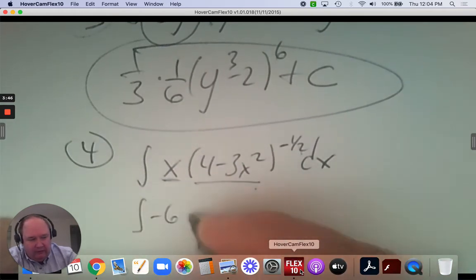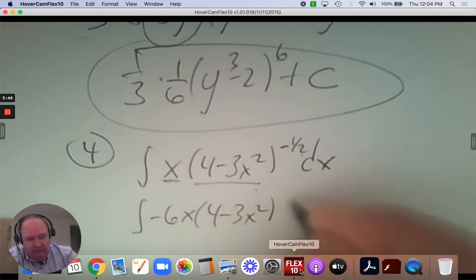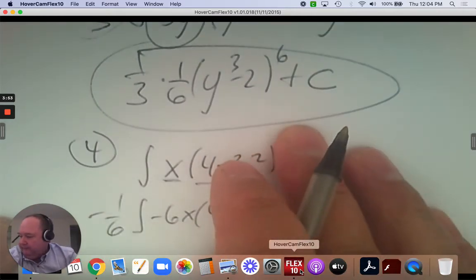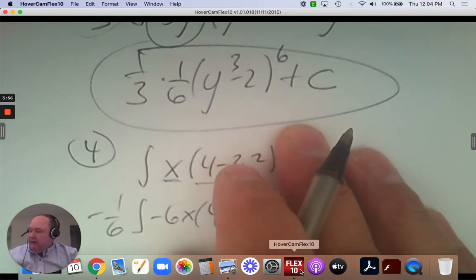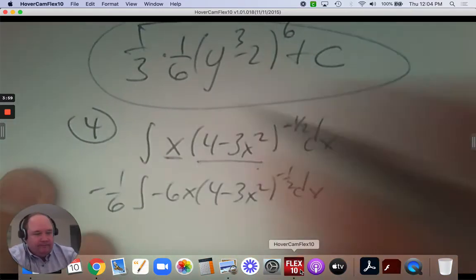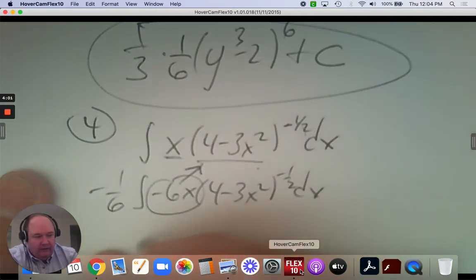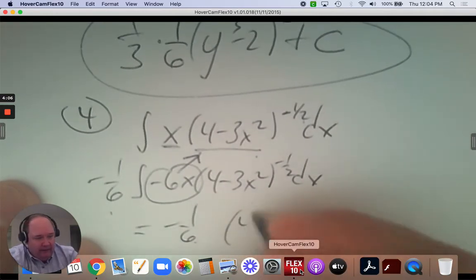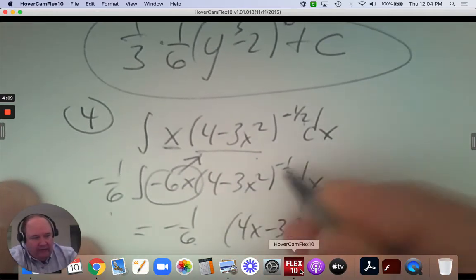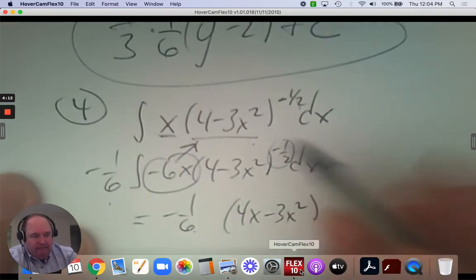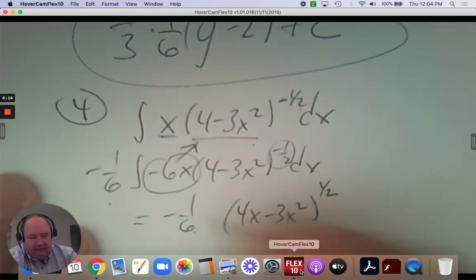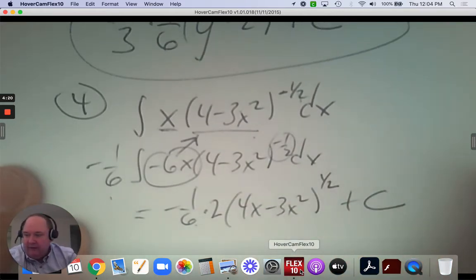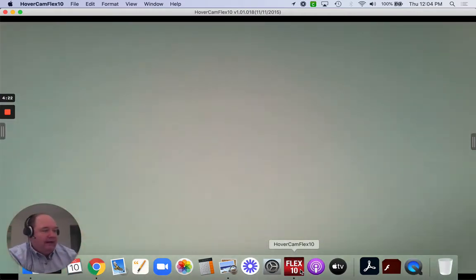So I'm going to go -6x. And I need -1/6 in front. And now I just unhook it. So -6x, I unhook. So my answer is the -1/6 in front. I have (4 subtract 3x squared), add 1 to the exponent. -1 plus 2 is +1/2, and then the reciprocal, and then the constant, and it's over. I don't need to simplify that at all. Number 5.